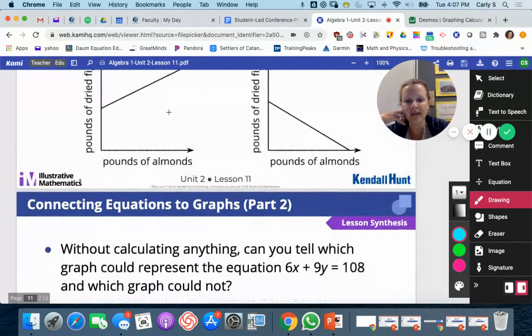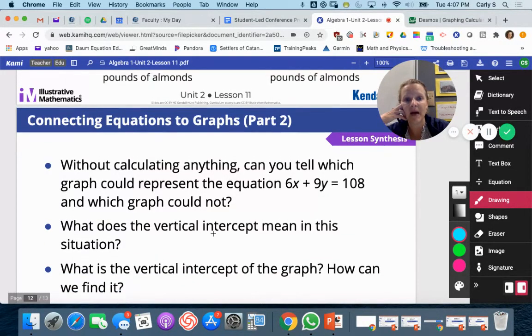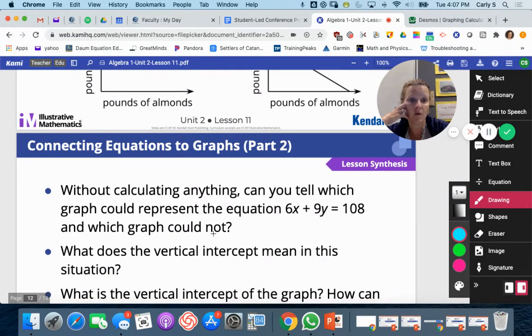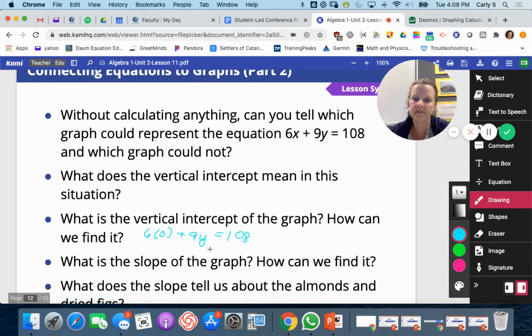Okay, the vertical intercept in this situation always means how many figs you can buy if you buy no almonds. Okay, the vertical intercept here is 12. And we find it by putting in 0 for x. 108. So if I divide both sides by 9, I'm left with y equals 12. And my ordered pair is 0, 12 because I plugged in 0 for x.